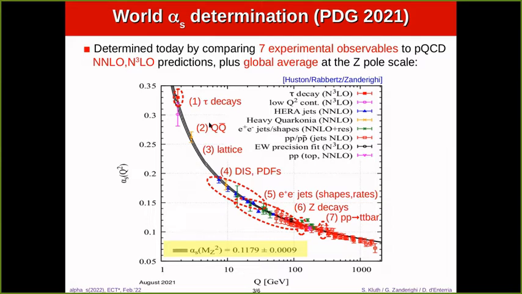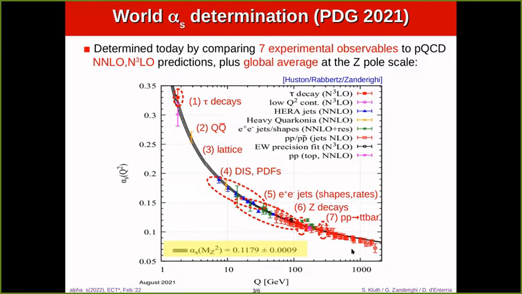So the 7 groups of observables that enter into the world average today are tau lepton decays, quarkonia decays, and lattice QCD, comparing lattice calculations to perturbative QCD calculations. Here the data comes from the masses and decay constants for hadrons in the real world. Then deep inelastic scattering and parton densities. Then we have hadronic final states in e+e-. We have Z decays, and also hadronic final states at colliders, for example the t-tbar cross section; the total Z and W boson cross sections were also incorporated last year.